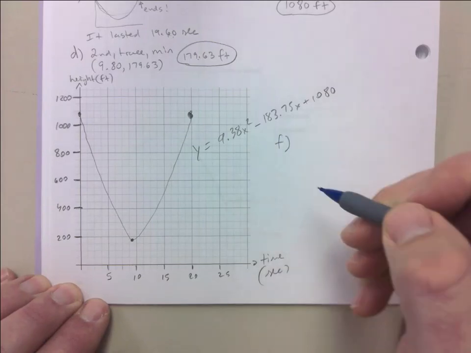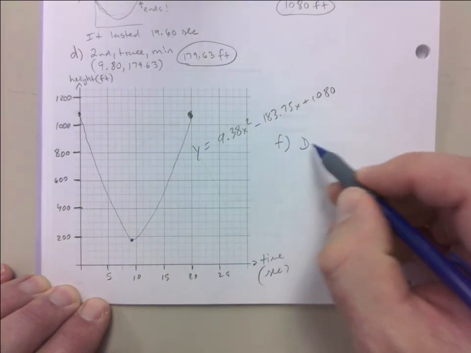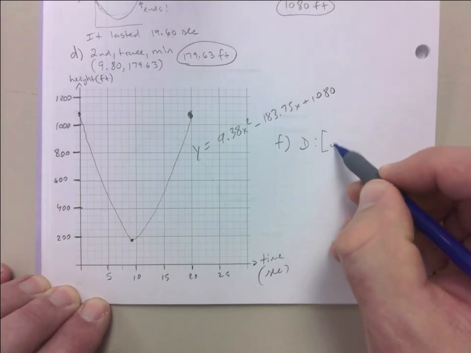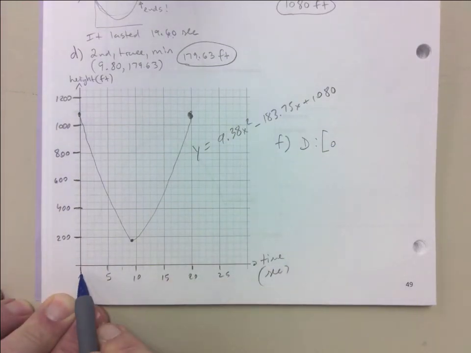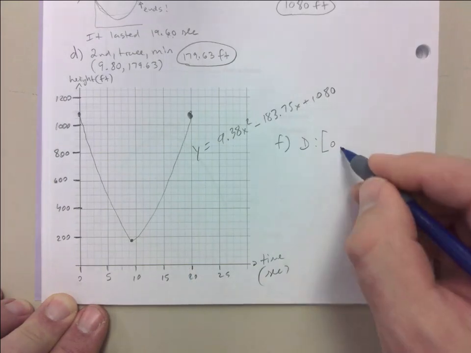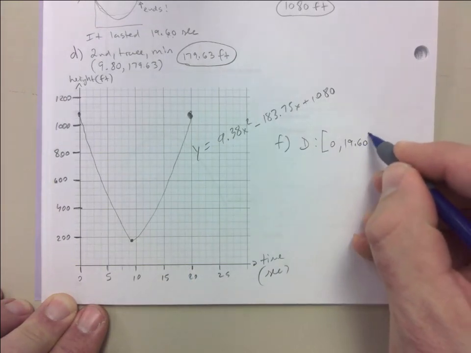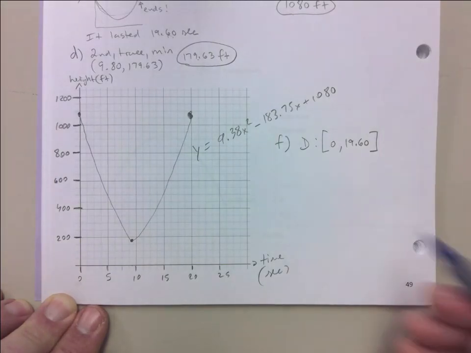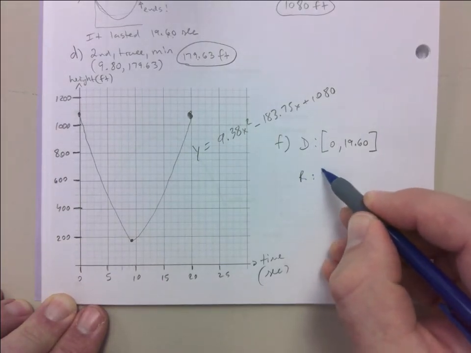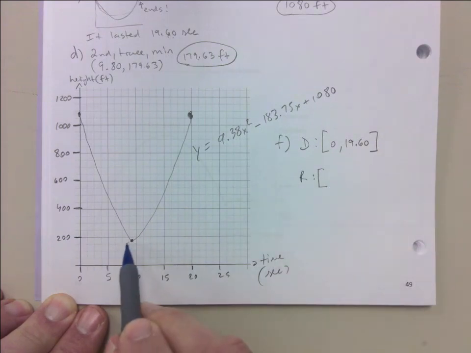Let's come up with the domain and range. What would you say the domain is? It's from time 0, right? You've got to go to your x-axis. 0 to 19.60. That's it.